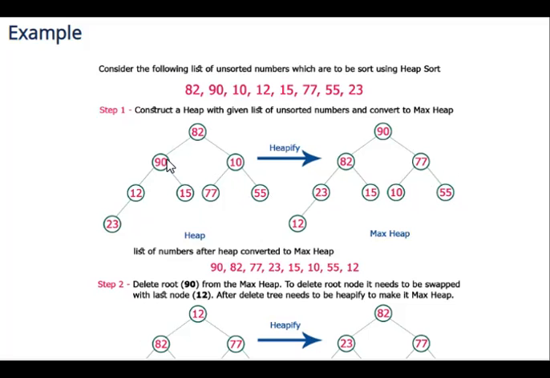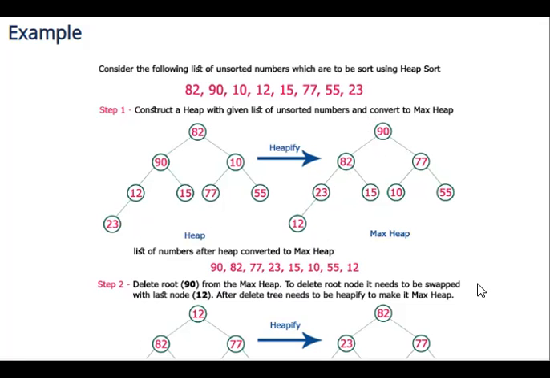Now the two elements can be compared with the root node. 90 is greater than 82, so it will be swapped. 82 comes under here and 90 goes there. And finally the tree contains a maximum heap, so we can delete the 90 from the maximum heap, and to delete the root node, we need to swap the last node in the tree to the root node.